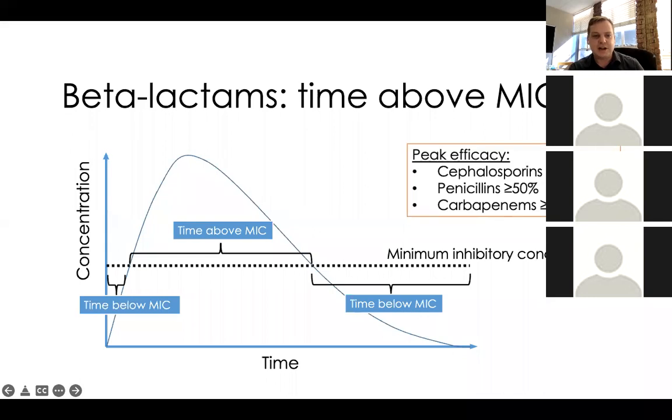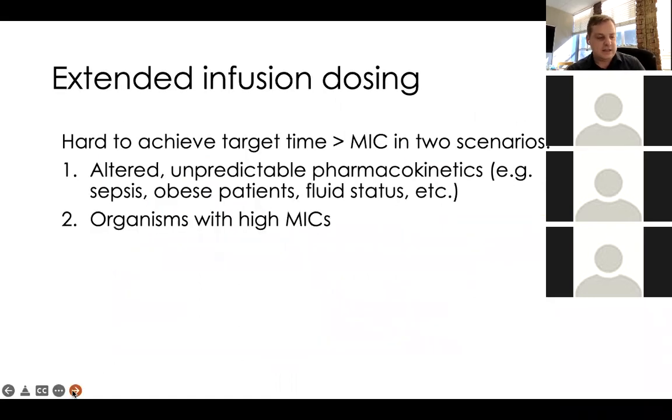And with beta-lactams, there's a kind of threshold effect. So for cephalosporins, you want the time above MIC to be about 60%, for penicillins 50%, and carbapenems 40%. If you're achieving enough time in the whole dosing cycle above the MIC, then you're going to have maximum killing effect of these antibiotics. It is occasionally quite hard to achieve that time above MIC in two big areas. One is unpredictable pharmacokinetics, so if you have an obese patient, a septic patient with very odd fluid status, or very overloaded, for example. The other is organisms with high MICs. Depending on the antibiotic, these make it difficult to achieve time above MIC.